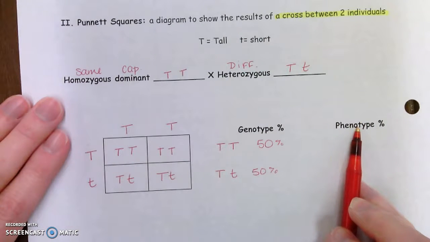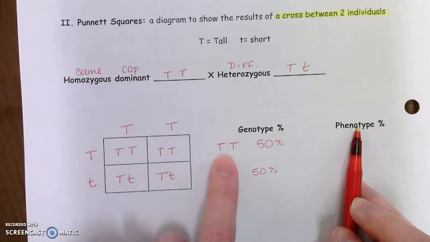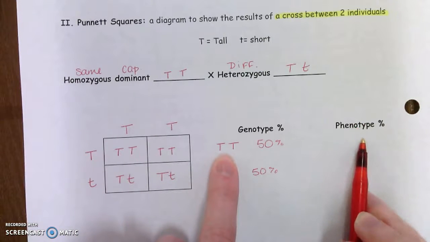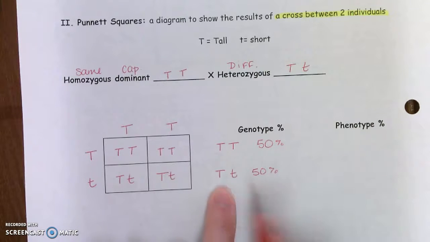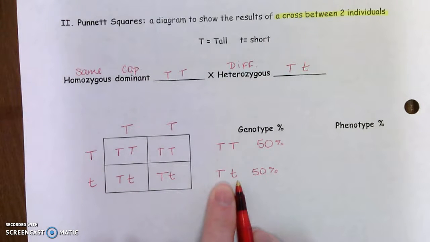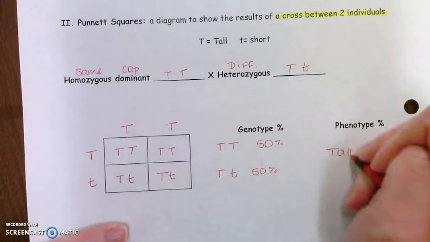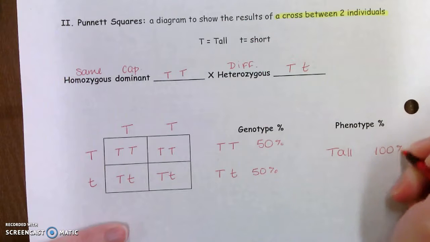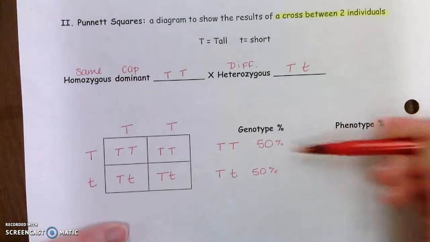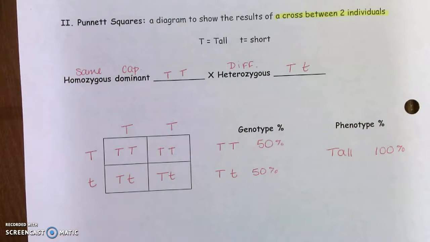Phenotype is the physical characteristics. So capital T would result in tall offspring. Capital T, lowercase t would also result in tall offspring. You can combine that and just put tall 100%. If you put tall 50% and tall 50%, that would be fine as well.